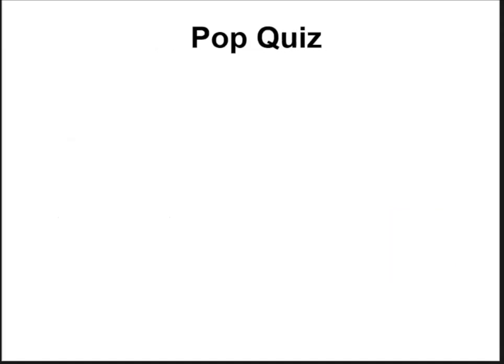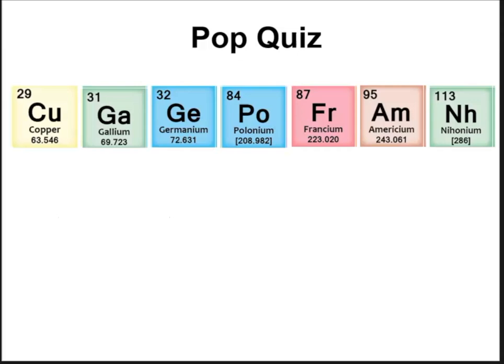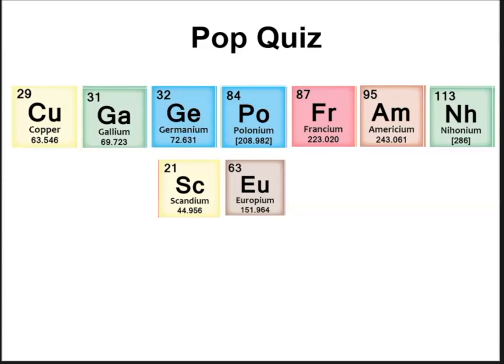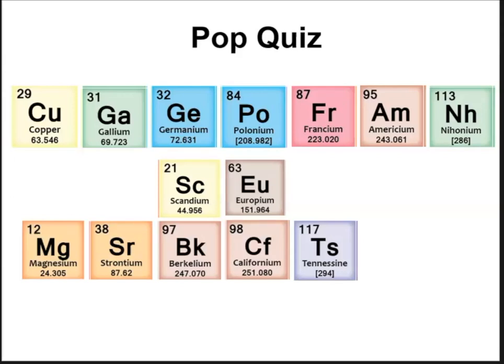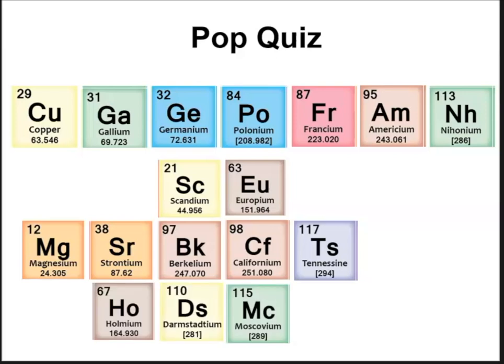And so, pop quiz for you. So we're coming near to the end. There are many countries named after elements. So copper after Cyprus, gallium, the old name for France, germanium, Germany, polonium, Poland, Marie Curie, of course, francium, France features quite well. Americium, America, Nihonium, Japan. We've even got elements named after regions, like Scandinavia and Europe. And there are even some regions: Magnesia, a district in Greece, strontium, a town in Scotland, berkelium, after the city in America, californium, tennessine, after the state of Tennessee, holmium, after Stockholm, darmstadtium, after Darmstadt, moscovium. Cities even get named after elements. The river Rhine is also named after an element, rhenium.